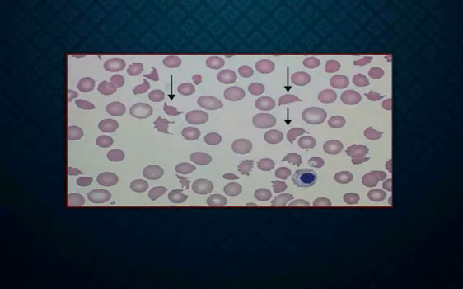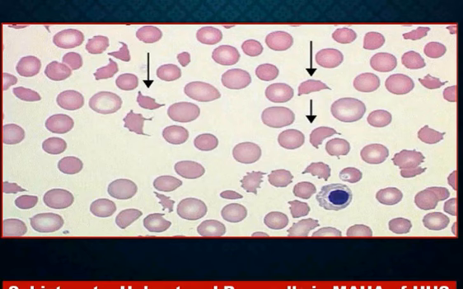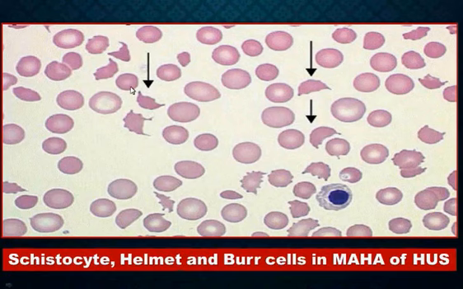This is the blood film showing the schistocyte. Here is the schistocyte like this, and this is the helmet cell, and this is the burr cell like this, and this. These are the markers or the findings in the MAHA, microangiopathic hemolytic anemia, and the hemolytic uremic syndrome.